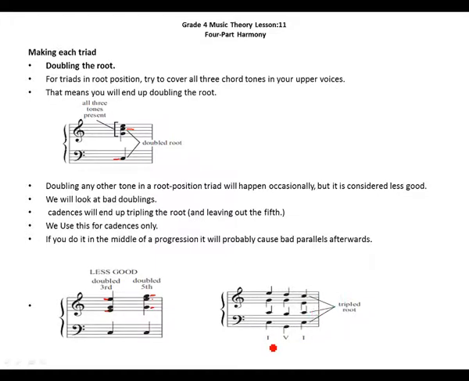Here we have tripled our root. So we have C, C, C, G, E, and here we have C, C, C, and we have tripled our C. Do you see that? This is C, C, and C. So we have tripled our C.